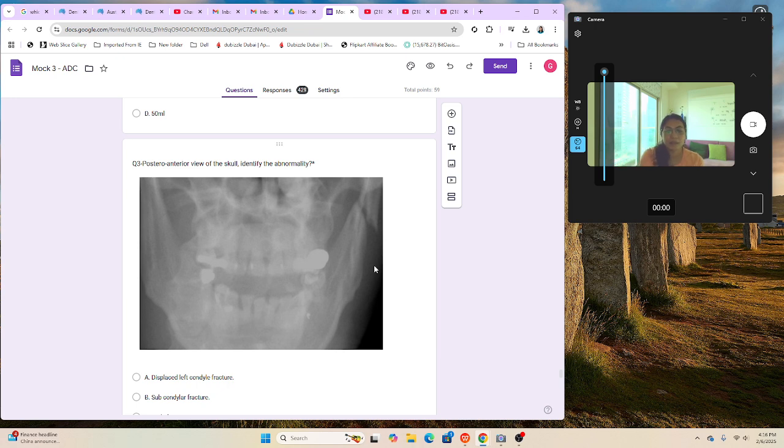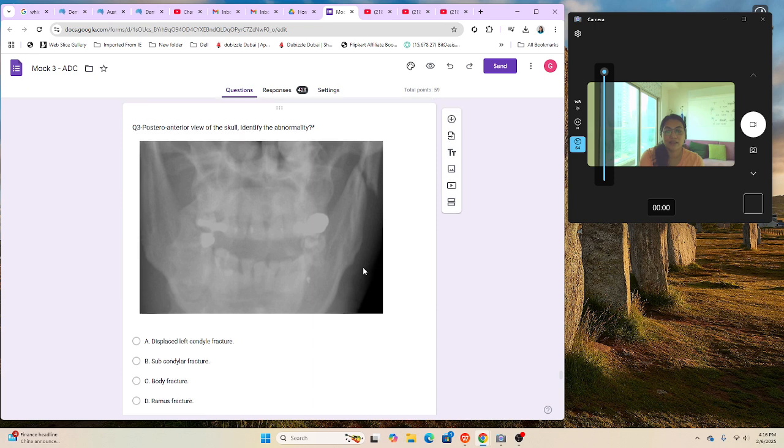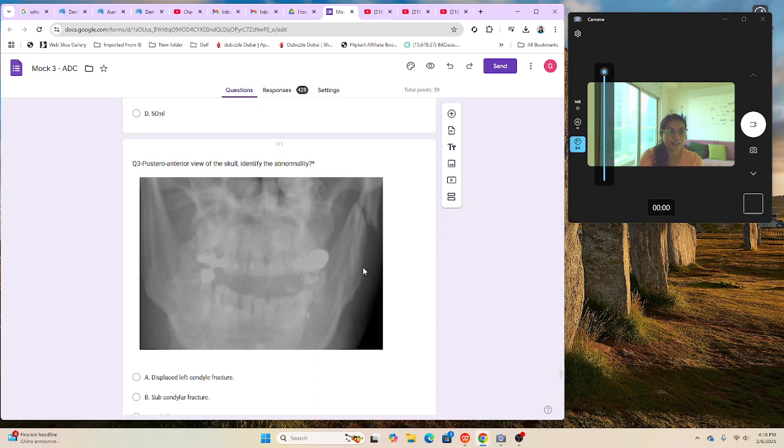So many people in my mock answered this as a displaced left condylar fracture and got it wrong. This is not the condyle. The condyle is way up here. This is the subcondylar region. You understand?